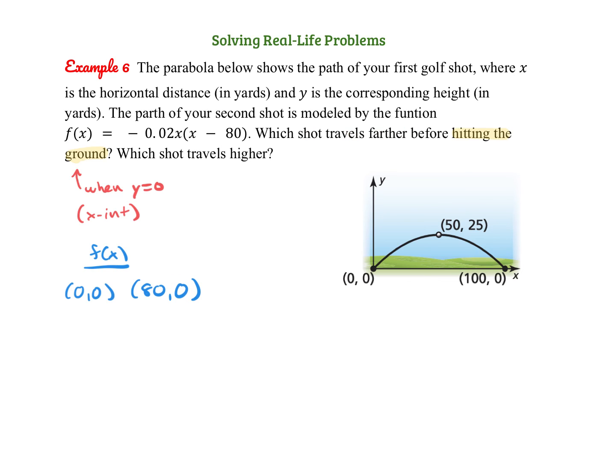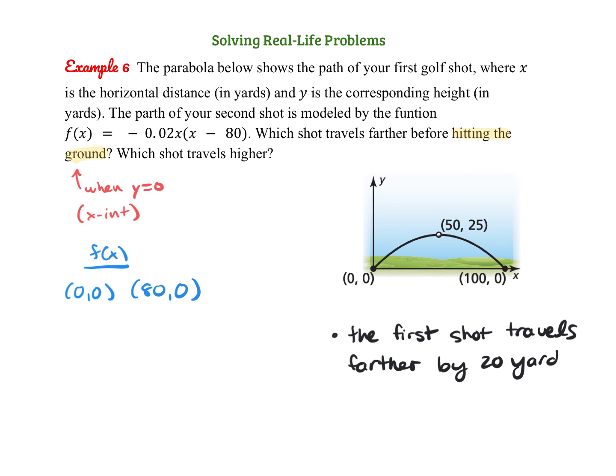So which shot travels farther before hitting the ground? That would be the first shot. So we say the first shot travels farther. And we could even say by 20 yards if we want to be even more specific, because this one travels 80, this one travels 100.